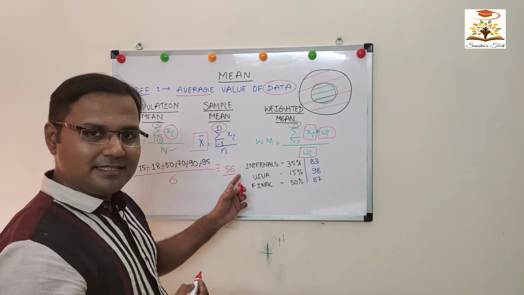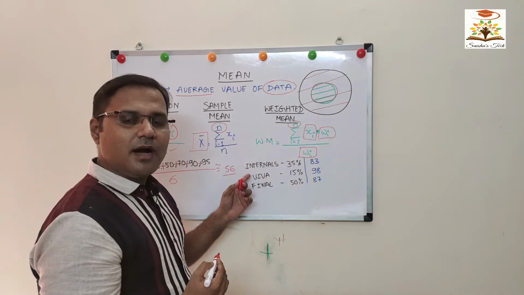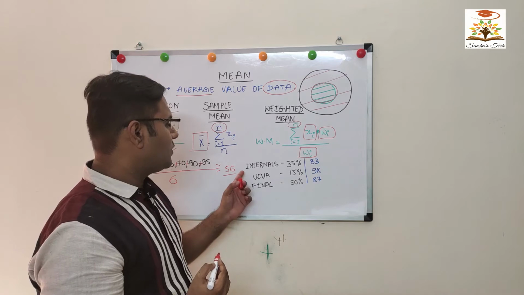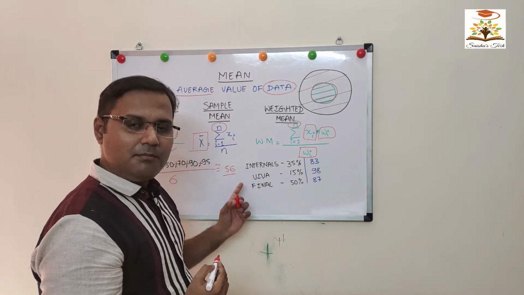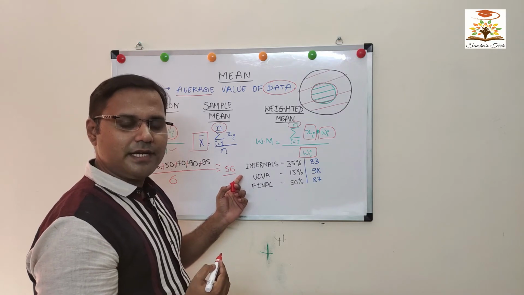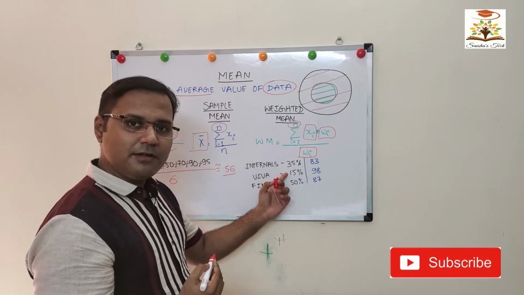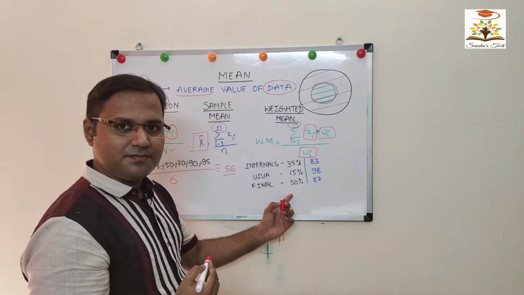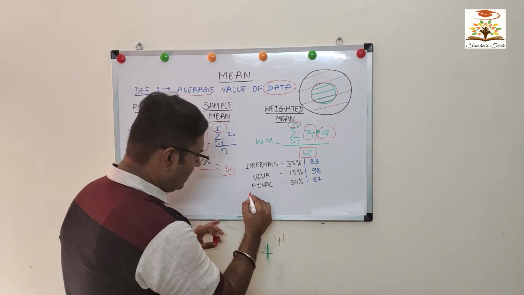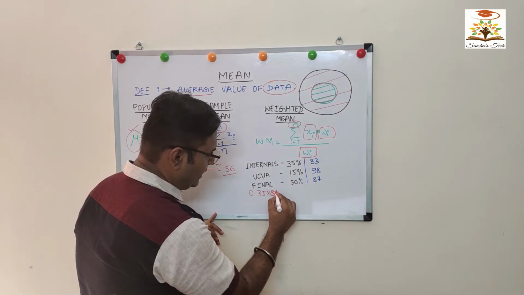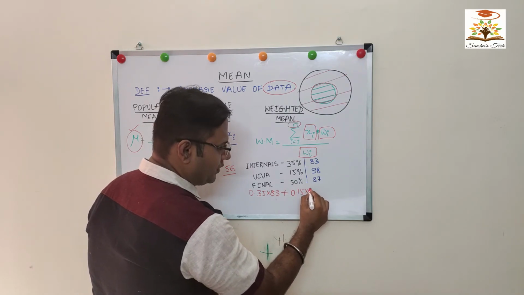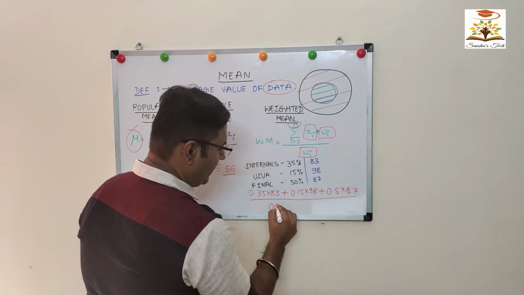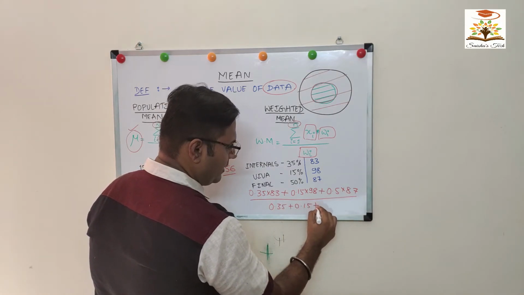For example, if we consider the marks of a student like 83, 98 and 87, which he has scored in internals, viva and final. But each of the exams has a different weightage for the total. That is, internals have 35% weightage, viva has 15% weightage and finals has 50% weightage. Hence, the weighted mean would be 0.35 into 83 plus 0.15 into 98 plus 0.5 into 87, the whole divided by 0.35 plus 0.15 plus 0.5.